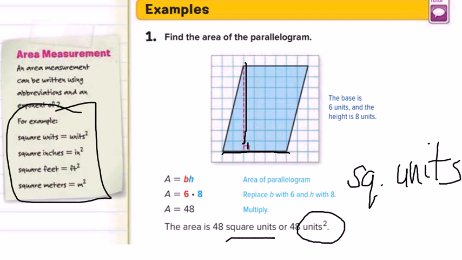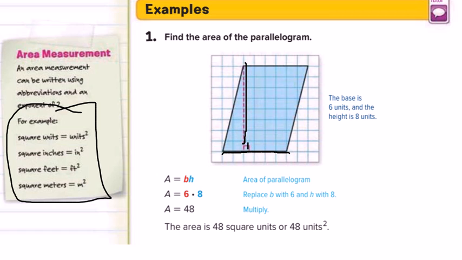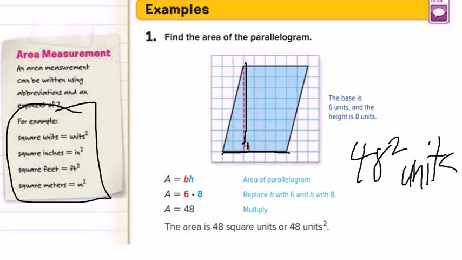What you can't do, that is not the same, and you want to just be careful. So for this one, I can't write 48 square units like this. Okay, because what this is saying is that you're squaring your 48, which would mean 48 times 48, and that's a really big number. That is not the correct answer here. So you want to make sure that this exponent is with your units, not with your number.